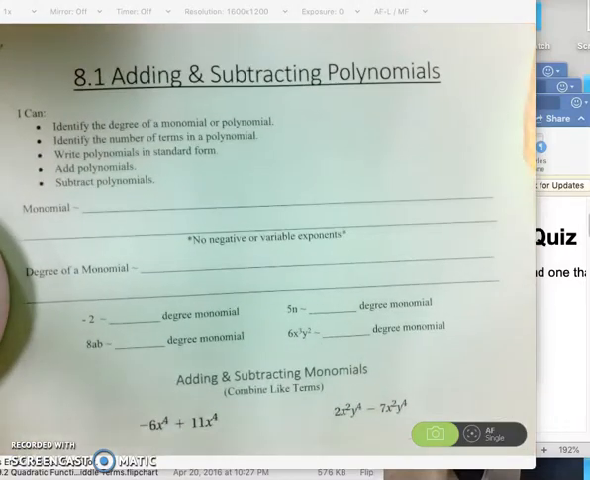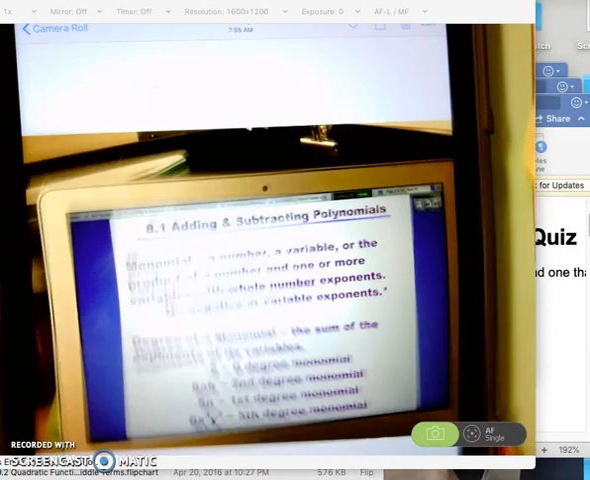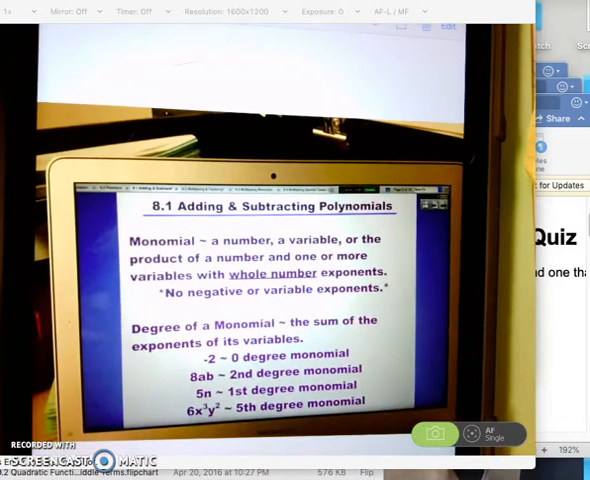Alright, good morning. 8.1, adding and subtracting polynomials. The first thing I want to do is define. A monomial is a number, a variable, or the product of a number and one or more variables with whole number exponents, no negative or variable exponents. Monomial.